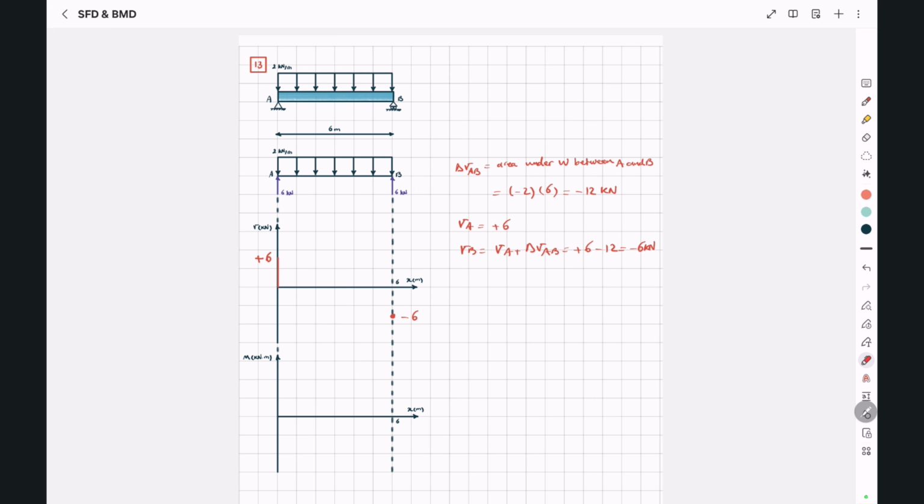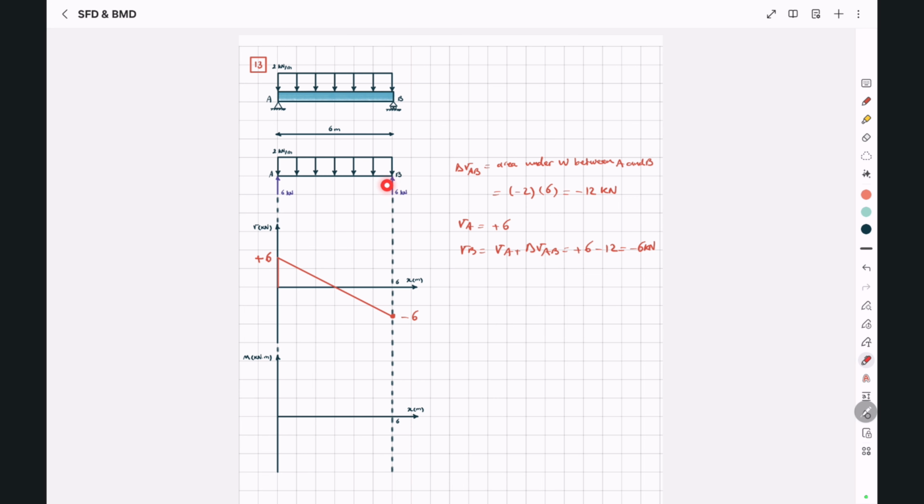Now, using the second principle, we know the slope of our shear diagram at any point between these two points, where we have a distributed load applied and we don't have any concentrated loads applied in between, is equal to the intensity of our distributed load at that point. And since the intensity of our distributed load is constant, equal to -2, because it's acting downward, the slope of our shear diagram at any point between A and B will also be equal to -2. So we can draw a straight line between these two points. And the slope of this line is -12 divided by 6, or -2, which is equal to this intensity.